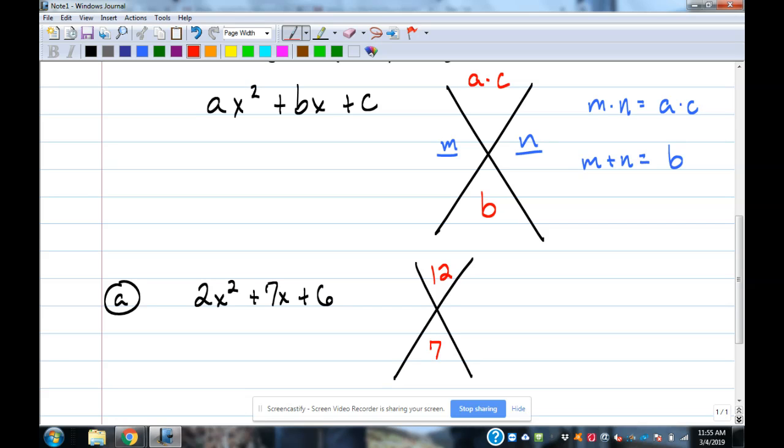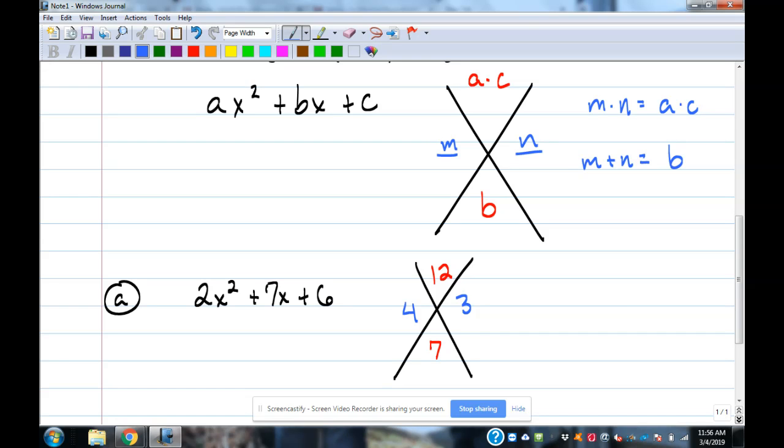Well, if it were 6 and 2, 6 times 2 is 12. What's 6 plus 2? 8. That's not quite the right number, right? What other numbers multiply to be 12? 4 and 3. What's 4 plus 3? 7. That's the right 2 numbers. So our side numbers, M and N, are 4 and 3. It doesn't matter if you put the 4 here or the 3 there. Either way, it doesn't matter.